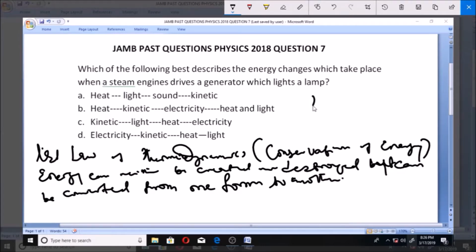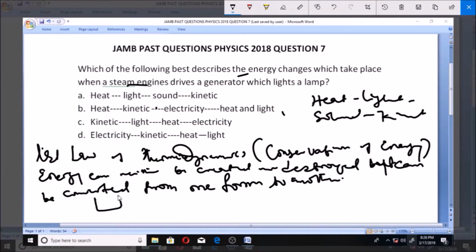Energy can move from being in the form of heat to light, or to sound, or to kinetic, or to any of these forms here. So energy can actually move from one form to another. But in this situation, what is the movement of the energy? Now let's look at the problem in particular. Which of the following describes the energy changes that take place when a steam engine, look at that, a steam engine. So how does a steam engine work? Now let's say you have a container and you have water inside this container. Now you have to apply heating.